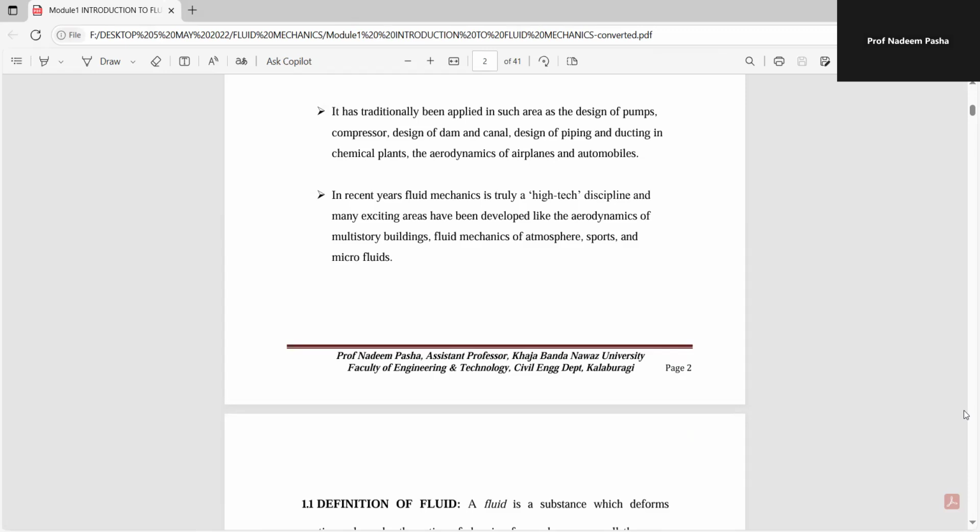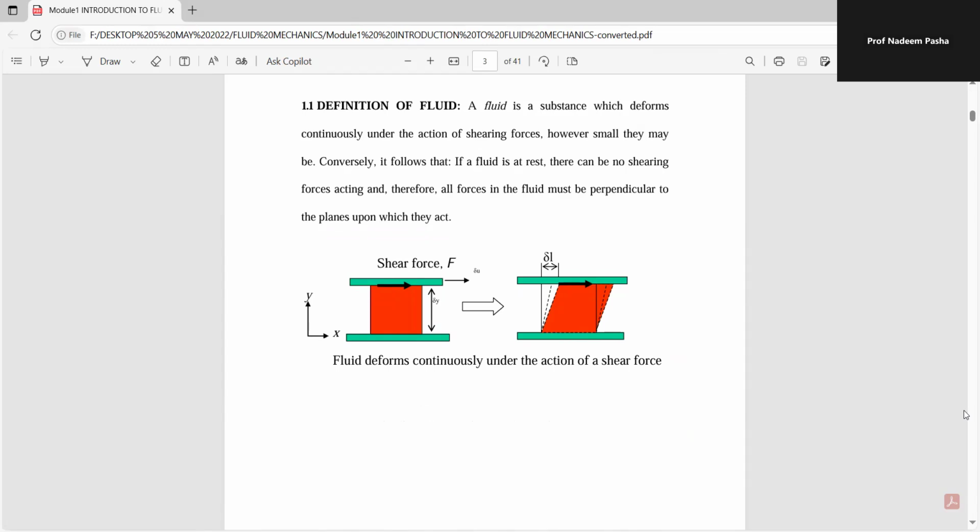Now, coming to our definition of fluid. So, how will you define a fluid? A fluid is a substance. We can define fluid in an easy, simple way also, that is the combination of solid-liquid or liquid-gas. But the most precise definition for fluid is: a fluid is a substance which continuously deforms under the action of shearing forces, however small they may be. So the size of molecules does not have any effect on the type of fluid, however small they may be.